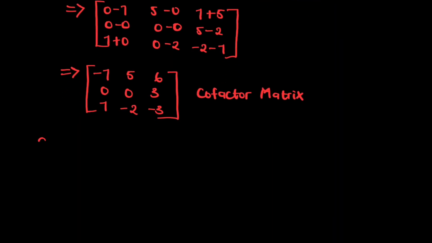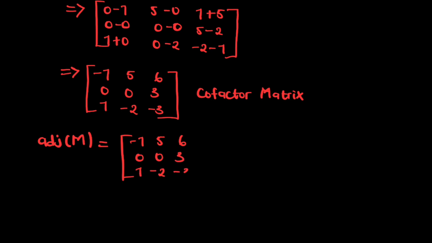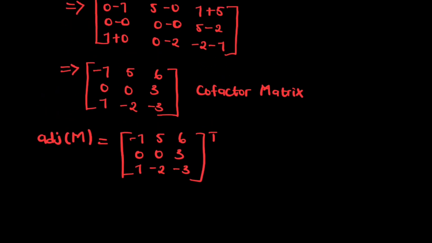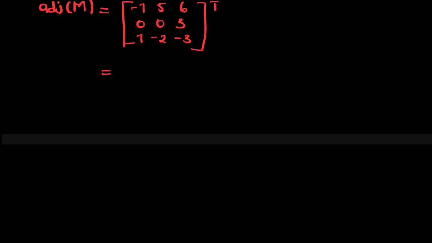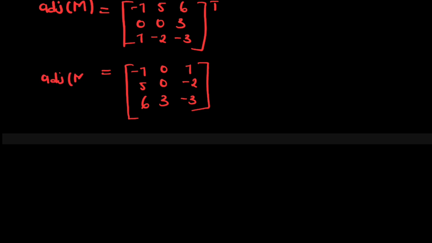So now we find the adjoint from here. The adjoint is just the transpose of the matrix of cofactors. So let's take the transpose of the matrix. The row becomes the column. The first row becomes the first column: minus 1, 5, 6. The second row becomes the second column: 0, 0, 3. And the third row becomes the third column: 1, minus 2, minus 3. So this finally is our adjoint of M.